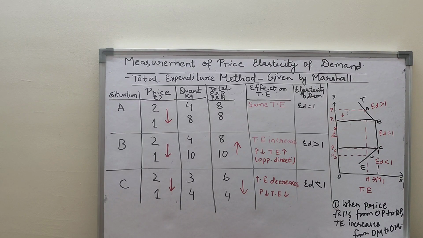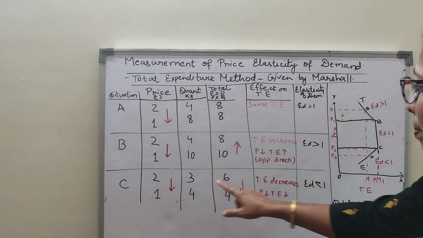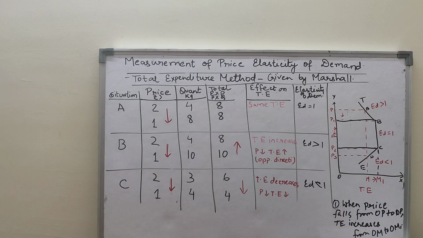Clear, children? Now, when my price falls from OP2 to OP3, look at the CE part. When my price falls from OP2 to OP3, my expenditure falls from OM1 to OM. Clear? When my price was OP2, my expenditure was OM1. When my price falls from OP2 to OP3, my expenditure reduces from OM1 to OM. So that means ED is less than 1. Clear? ED is less than 1. This is upward sloping. What I said, upward sloping is the direct relation. So ED will be less than 1.